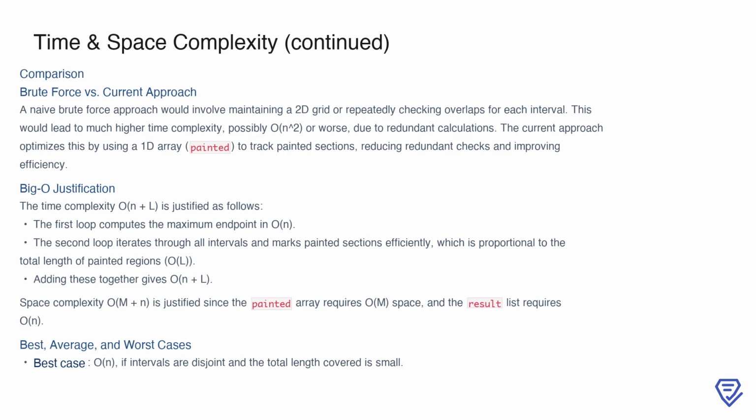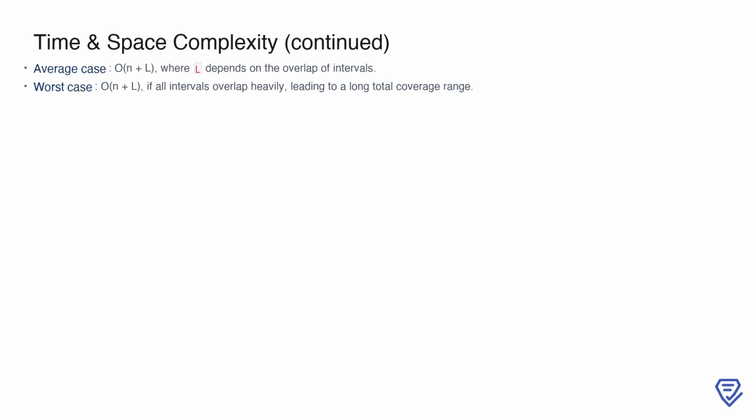Finally, let's consider the best, average, and worst cases for time complexity. In the best case, where intervals are disjoint and their total length L is small, the time complexity is n. In the average case, the complexity is n plus L, where L depends on the overlap between intervals. In the worst case, if all intervals overlap heavily and cover a large range, the solution still operates efficiently with a time complexity of n plus L. Regardless of the scenario, the optimized approach ensures that redundant calculations are minimized, making it significantly faster and more space-efficient compared to a brute force solution.